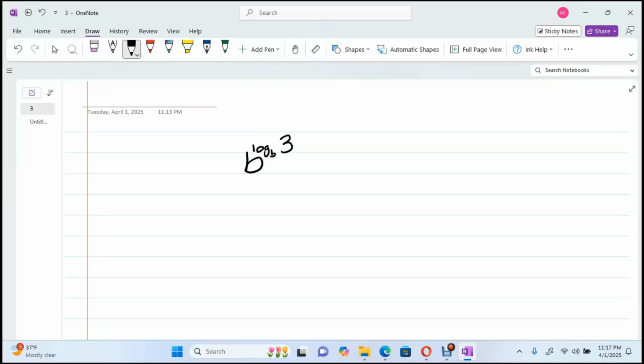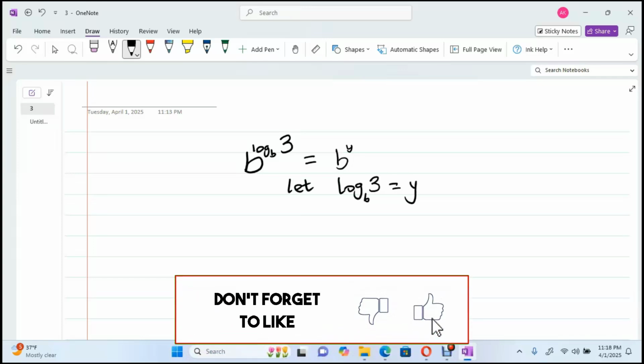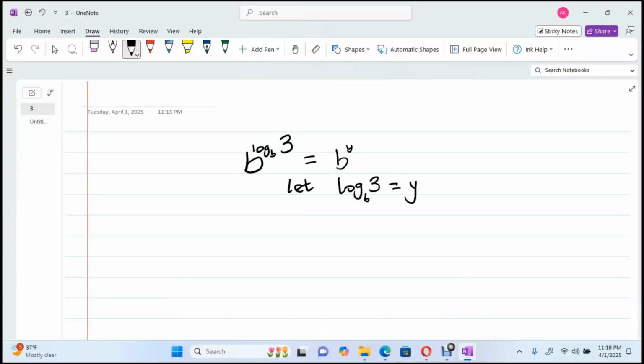To solve this question, we will start by saying let the exponent, whatever is at the exponent position, which is log of 3 to the base of b, be equal to a variable. We can choose a variable like y. So if that is y, don't forget we can write this whole thing as b raised to the power of y, because y is log 3 to the base b. So we get something like this.